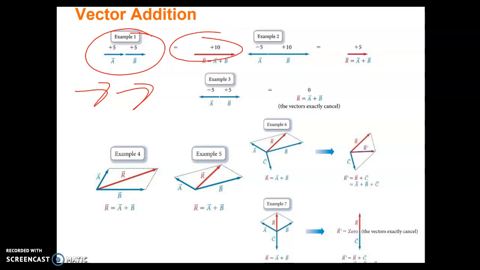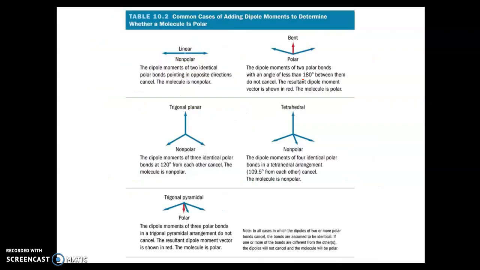That's a plus 10. But there are other times, let's go ahead and skip example 2, that you have a vector going one way and an equal and opposite vector going the other way, and for that you get a 0. And that's what we really focus on when we're looking at this. What is the net? So looking at, now that we know geometrical shapes, we can tell you, okay, well, these two, a linear is going to always be nonpolar because they're canceling each other out.